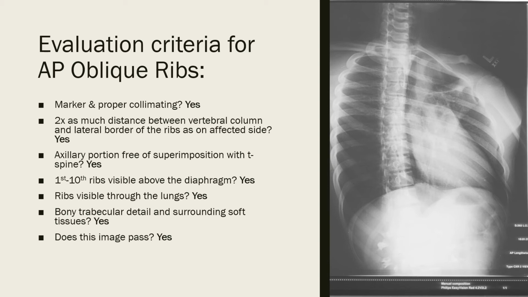Are the 1st through 10th ribs visible above the diaphragm for the upper ribs? Yes. If this was an image for the lower ribs, then we would want to see the 8th through 12th ribs. Are the ribs visible through the lungs? Yes. And do we have bony trabecular detail and surrounding soft tissues? Yes. So this image would pass.